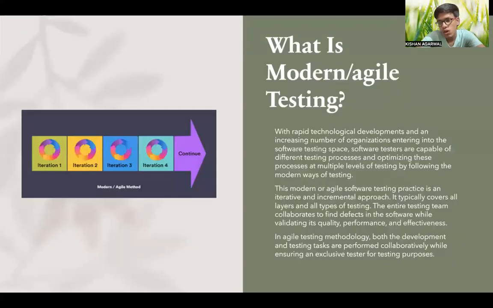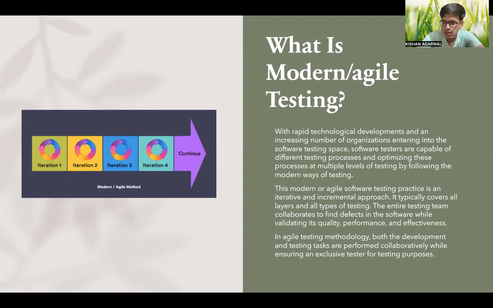So what is modern or agile testing? With the rapid technology developments and increasing number of organizations entering into the software testing space, software testers are capable of different testing processes and optimizing these processes at multiple levels of testing by following modern ways of testing. These modern or agile software testing practices are an iterative and incremental approach. It typically covers all the layers and all types of testing.